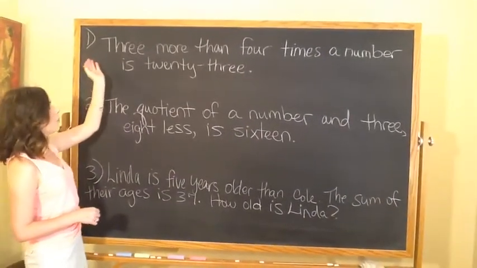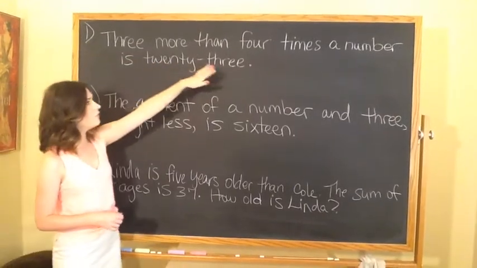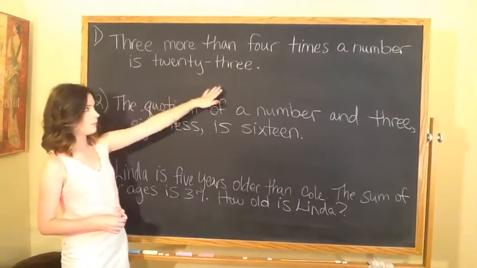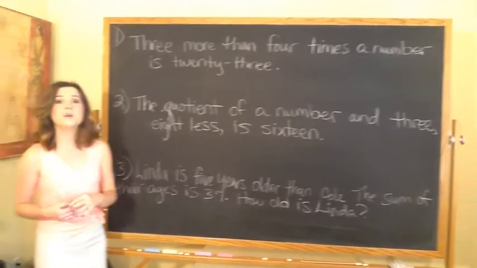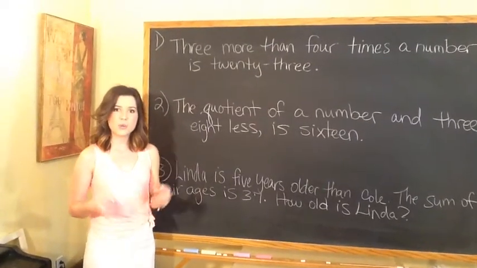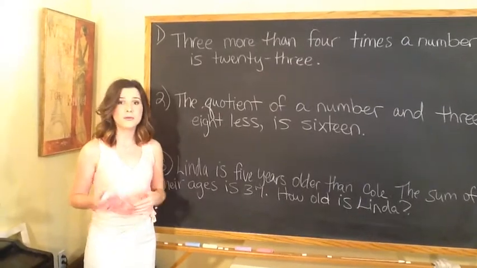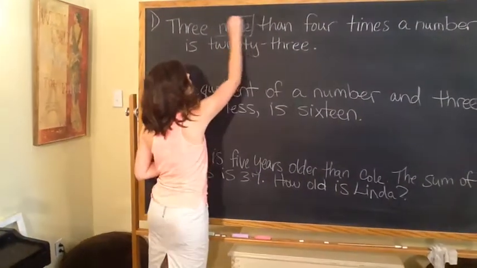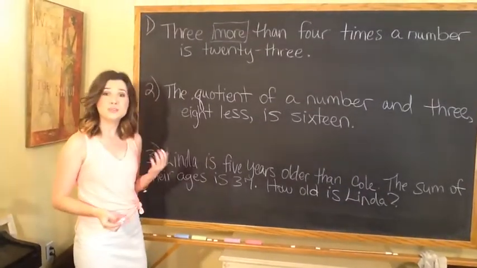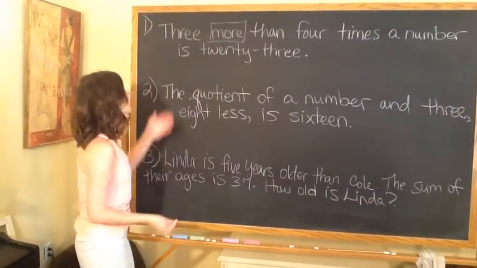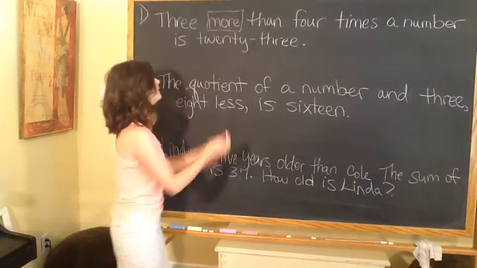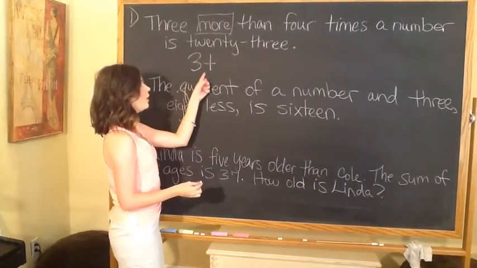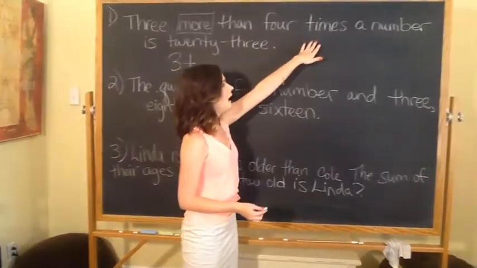So example number 1 says 3 more than 4 times a number is 23. So we are going to break apart our words. So we need to know what our key terms mean and what operations they stand for. So first of all, we see the word more. So that I know that I'm going to be adding. So what am I adding? It says 3 more than, so I'm going to be doing 3 plus 4 times a number.